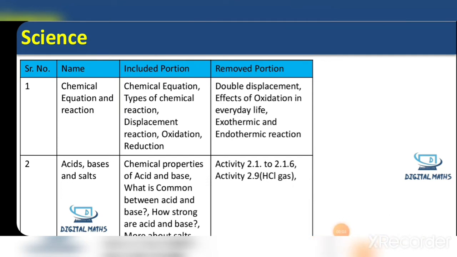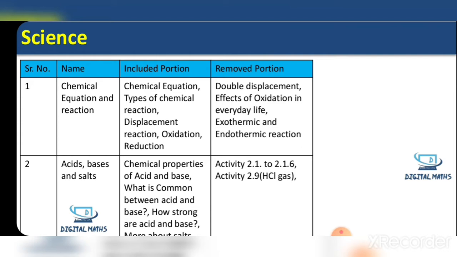Today we are giving you the syllabus for 10th standard science published by the GSEB, Gujarat Secondary Education Board. Due to Corona, 30% of the syllabus has been reduced. Today I will tell you which portion is included and which portion is removed in science. We have to see here.